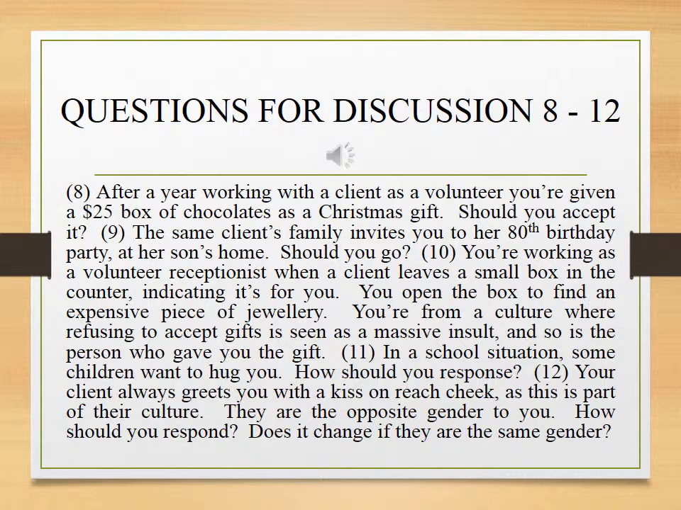11. In a school situation, some children want to hug you. How should you respond? 12. Your client always greets you with a kiss on each cheek. As this is part of their culture, they are the opposite gender to you. How should you respond? Does it change if they are the same gender?